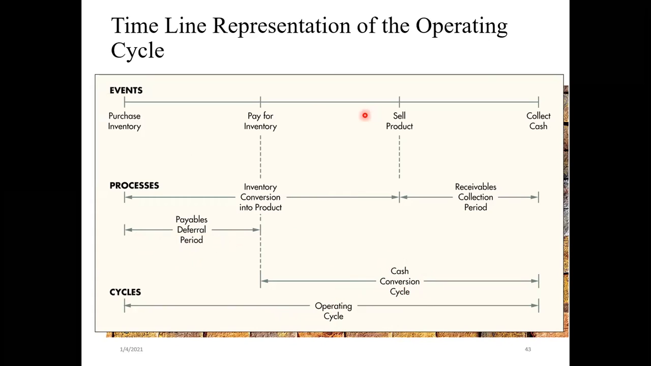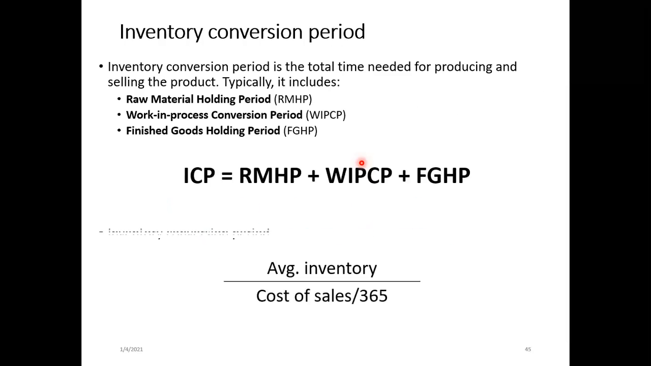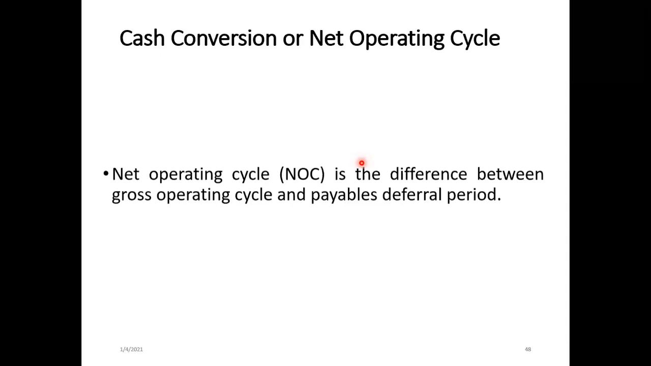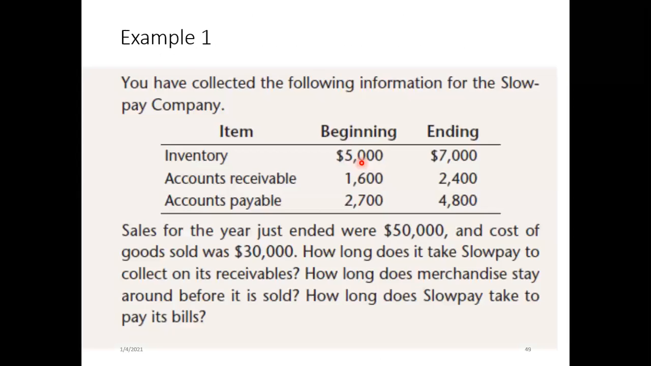By using this diagram, we can understand the concept of how speed, how the cash conversion cycle, helps to manage working capital. Any questions? Have you got it clear?